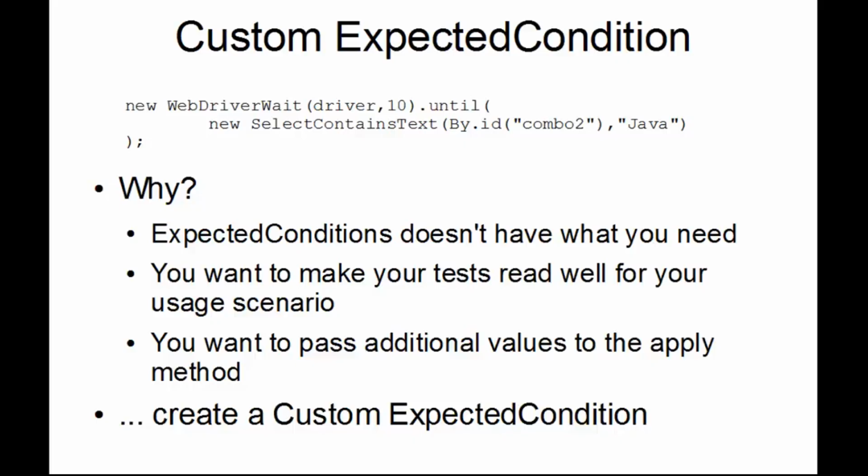If you want to pass in additional values so that that apply method can act on them, then you'll need to figure out a different way of doing that. And the way that we do that is by creating our own custom expected condition. And I'm going to show you a couple of ways to do that. One as a separate named class, one as an anonymous class, and one as an anonymous class wrapped with a method. And clearly we can do the named class wrapped in a method as well. But it's essentially named class, anonymous class, whichever, wrapped in a method. And we'll look at the different ways and pros and cons of doing each.